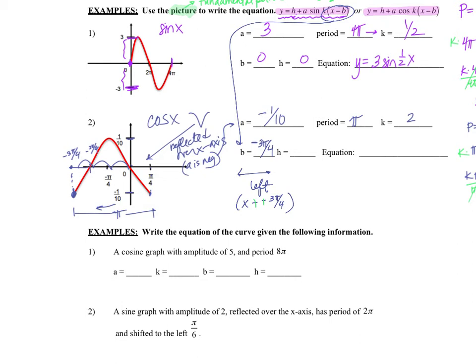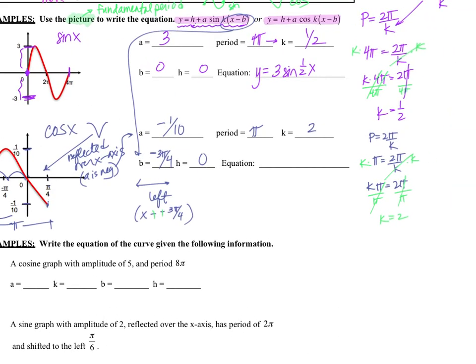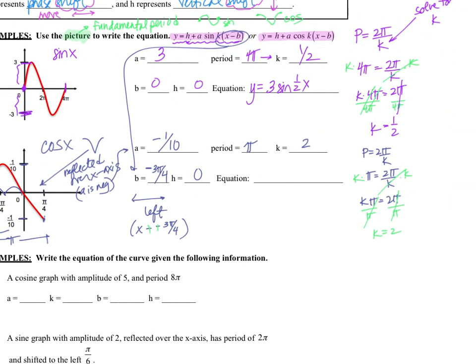All right. H value. Did I pick this thing up and move it up or down at all? No, I did not. All right. Therefore, I've got all the information and I'm following my formula. So y is going to be equal to, there's no h, negative 1/10 cosine of, let's see, k is 2, and this is going to be x plus 3 pi over 4. And that's my answer.